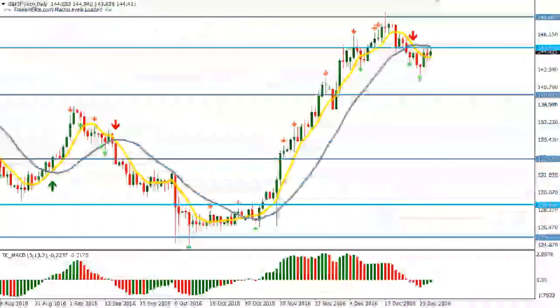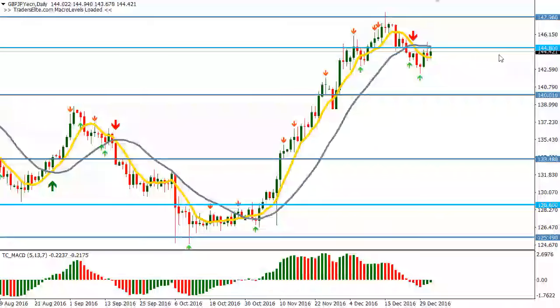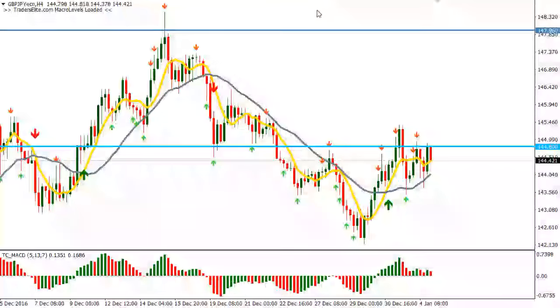Weekly, it's up. Daily, it's recently moved down again. 144.80 on this particular one is the line that we're looking at. If it drops back down to 140, that could provide a good opportunity to go long. There's about 700 pips in that trade. So on the 4 hour, I would wait until it breaks over 144.80.